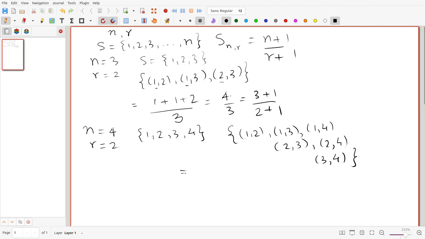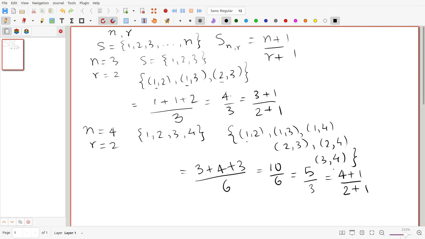And if I were to sum up the smallest elements, I'm going to go ahead. There are three ones, so that gives a contribution of 3. There are two twos giving a contribution of 4, and there's a single 3. And how many of these are there? There are 3 and 2 and 1, 6 of these. So this sums up to 10 over 6, which, if we simplify, should come to 5/3, which again, unsurprisingly or surprisingly, is (n+1)/(r+1).